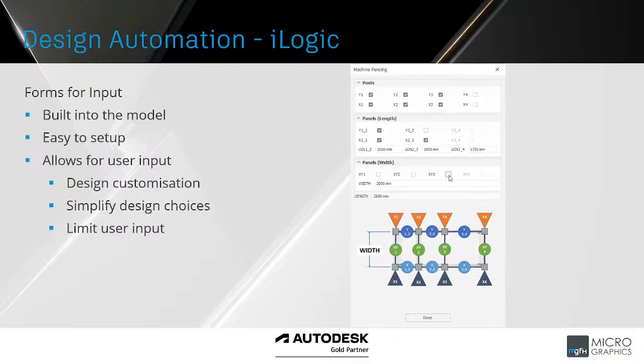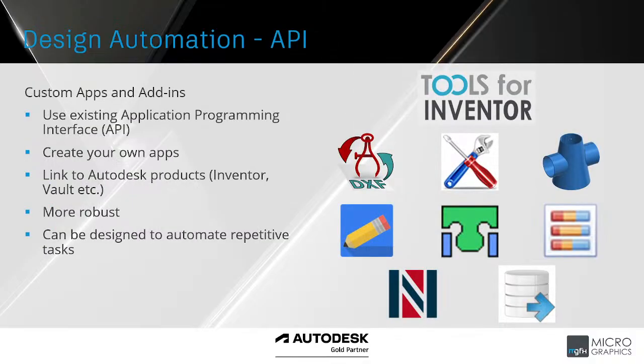Then a step up from iLogic is going into custom applications using Autodesk's API. So the API is Application Programming Interface. It is a language that is written so that you can tap into, in this case, Inventor's functionality to be able to create programs that will drive automation. So this allows users to create their own apps or reach out to developers to create apps for them. And as Micrographics, this is what we have done for customers over the years.